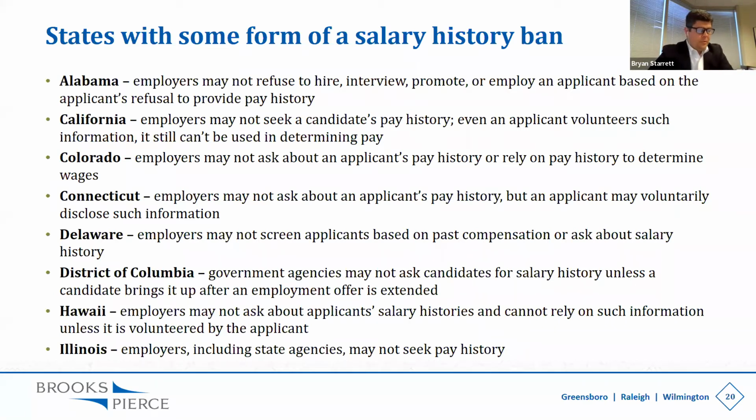I think it's worth calling out a couple of states here just to note some of the contrast. So if you look, for example, at Alabama there at the top, Alabama's salary history band really focuses just on whether you as an employer can refuse to hire somebody or interview them because they wouldn't tell you what their last salary was. So you can't refuse to move forward with that candidate if they refuse to give you their salary history. But now look at Colorado. Colorado says you may not even ask about an applicant's history or rely on it in any way to determine their wages. So that's a much broader rule.